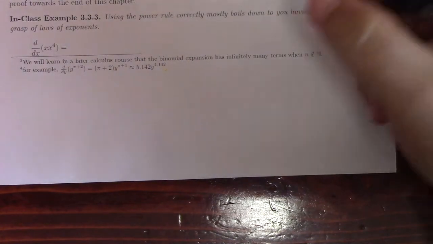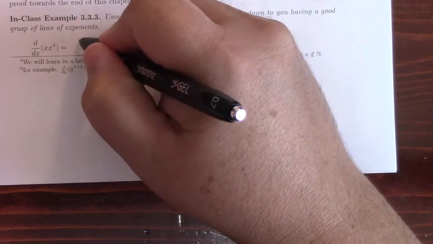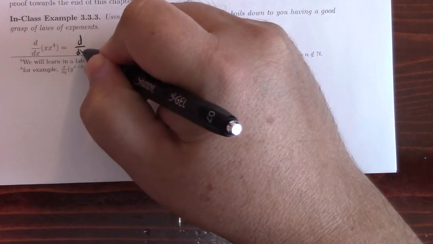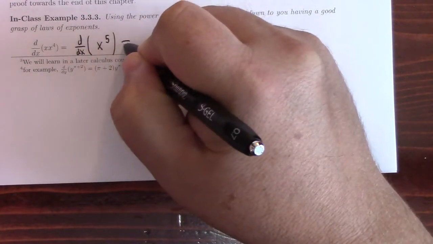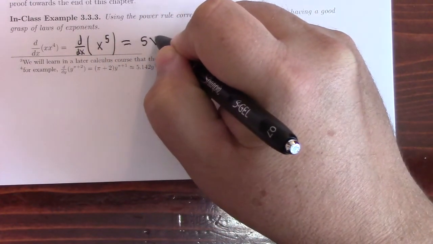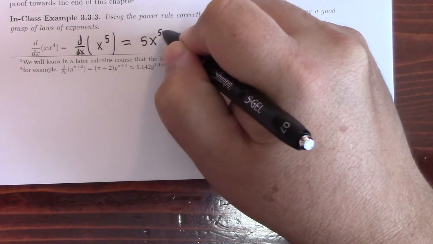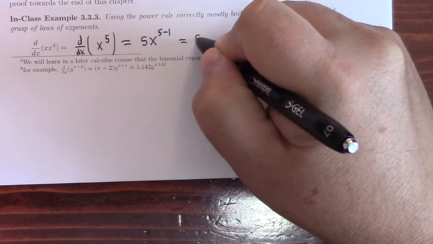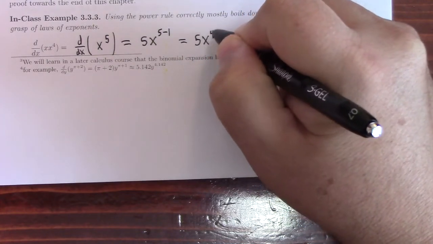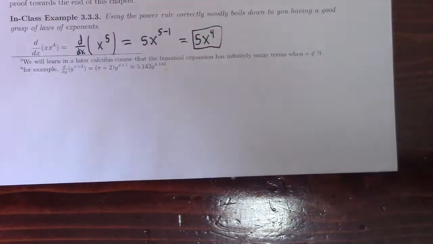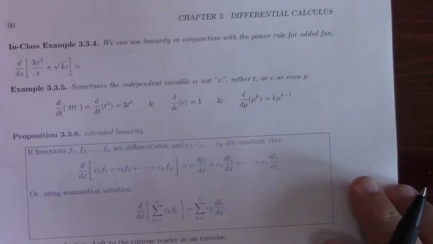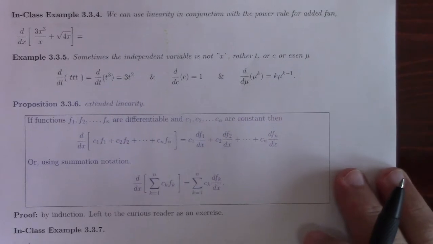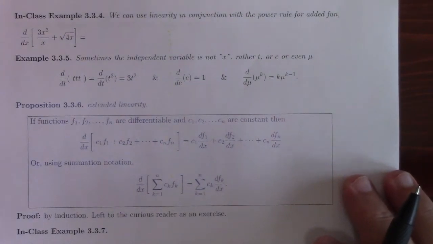Very true. d/dx of x times x to the 4th. So we should do d/dx of x to the power 5, which would then be 5 x to the power 5 minus 1. That's the power rule. In other words, 5 x to the 4th. There you go. Hooray. In-class example. Next.